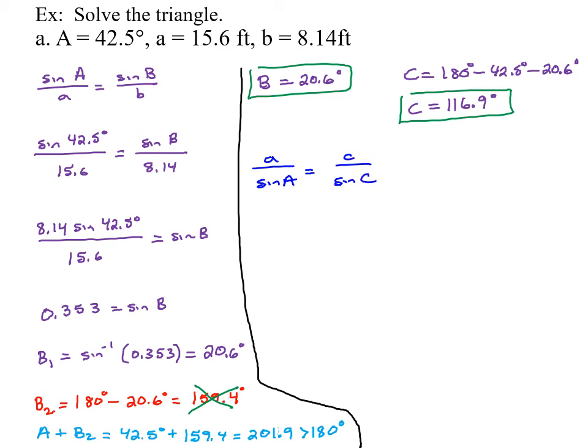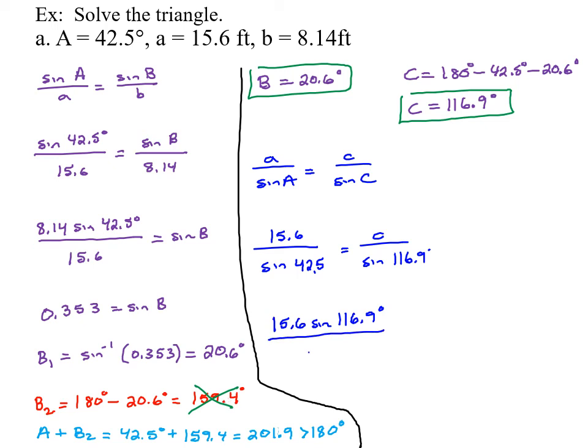So my A was the 15.6 over sine of 42.5 equals C over sine 116.9. If I move that sine on the lower left to the top right, I'll get that 15.6 times the sine of 116.9 divided by the sine of 42.5. That equals C. We go back to the calculator and type some more numbers in. 15.6 times the sine of 116.9 divided by the sine of 42.5. This gives me 20.6.